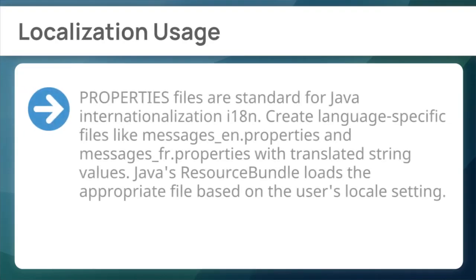Next, localization usage. Properties files are standard for Java internationalization, i18n. Create language-specific files like messages_en.properties and messages_fr.properties, with translated string values. Java's ResourceBundle loads the appropriate file based on the user's locale setting.